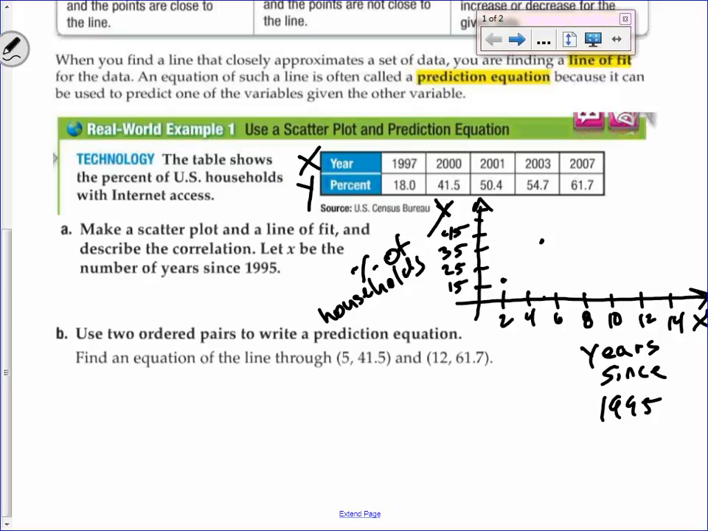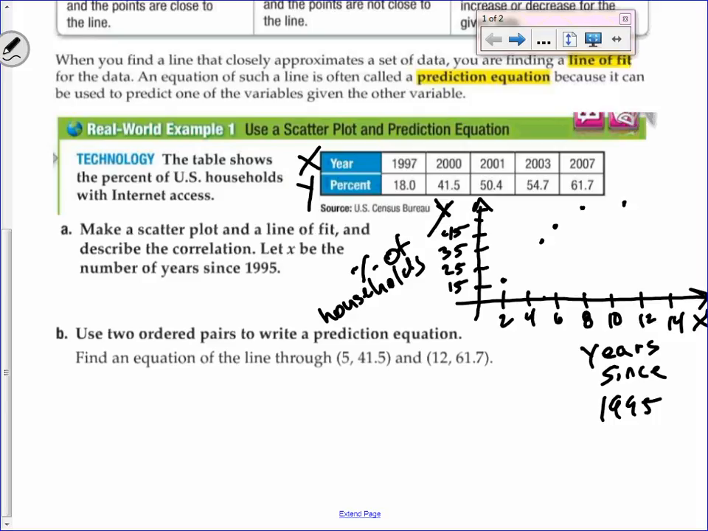And we've got 50%, so it's a little bit higher here, between our 45 and 55 line. And 2003, that's 8 years after, and we've got 54.7. And 2007, that's 12 years after, we've got 61%. You can see this data is obviously linear, and it's got some sort of correlation. As the years move on since 1995, more households have internet. That makes sense. That's true.